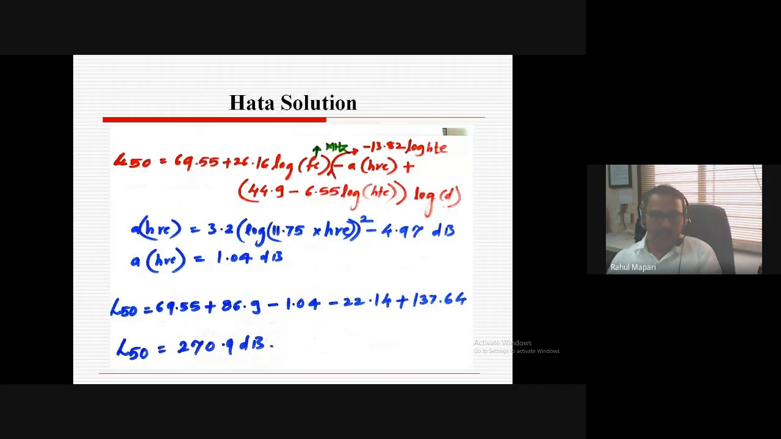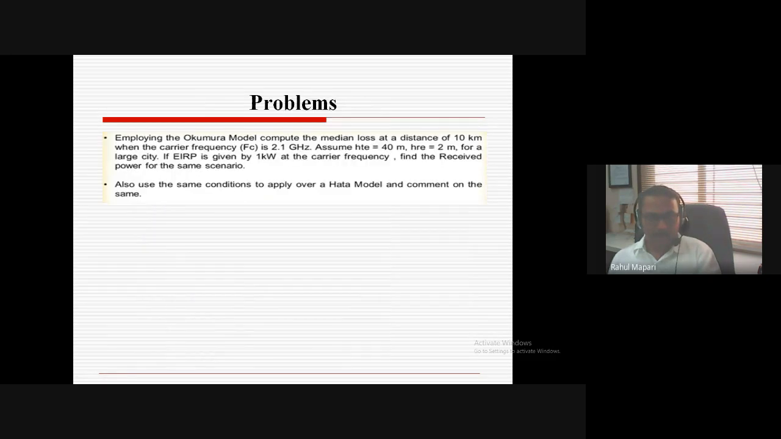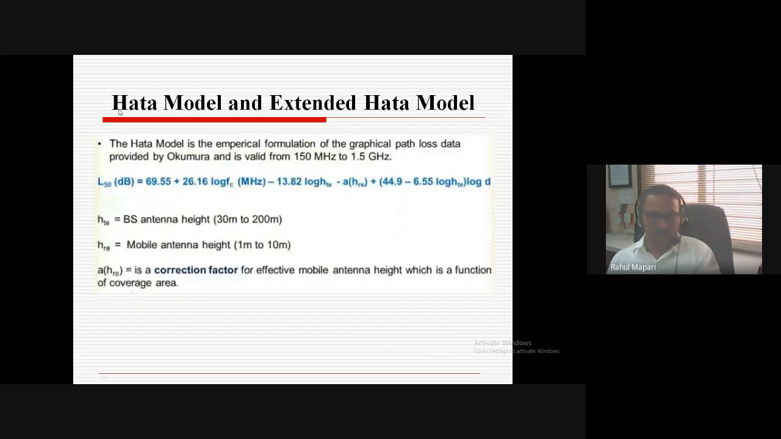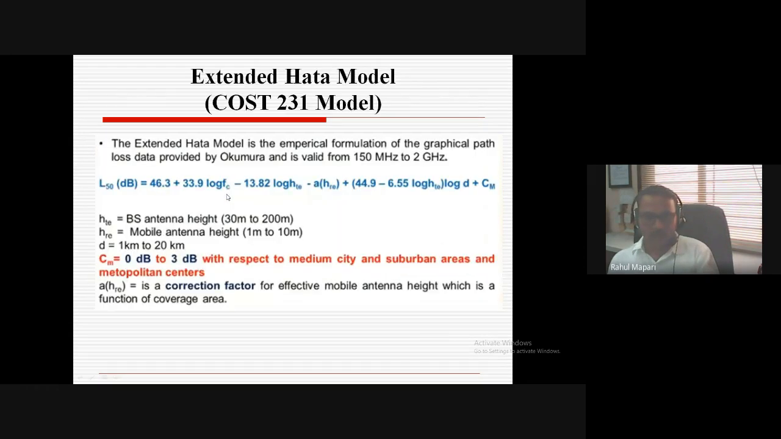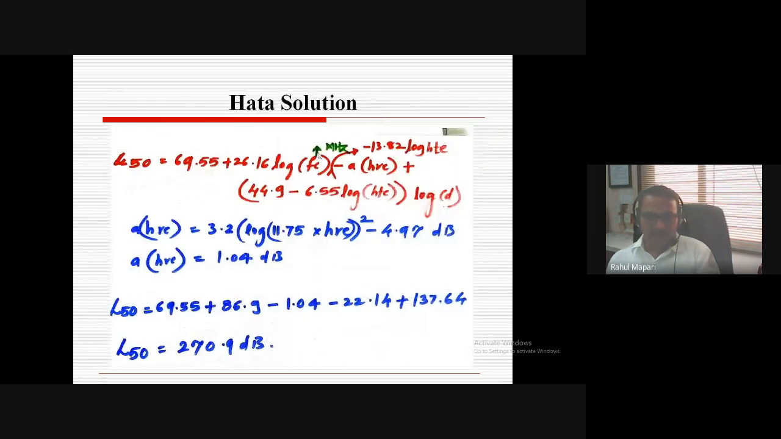Then with the same L50 value, we can calculate using the Hata model. So in the Hata model, we know the equation. This is the Hata model equation. L50 is equal to this one. You use this equation and put in the values. All the values you know here.